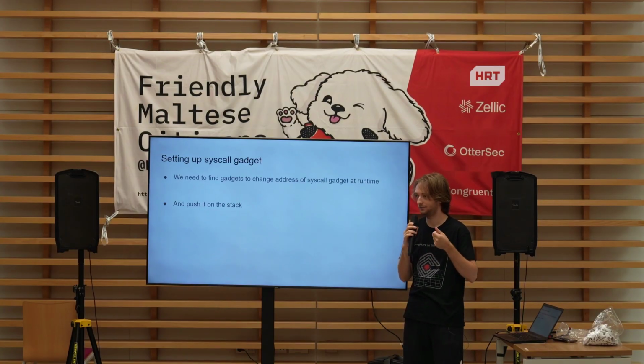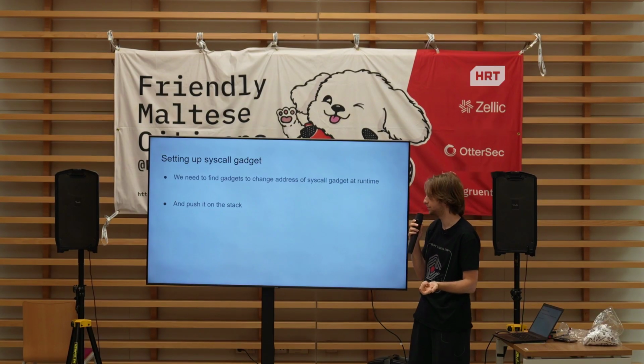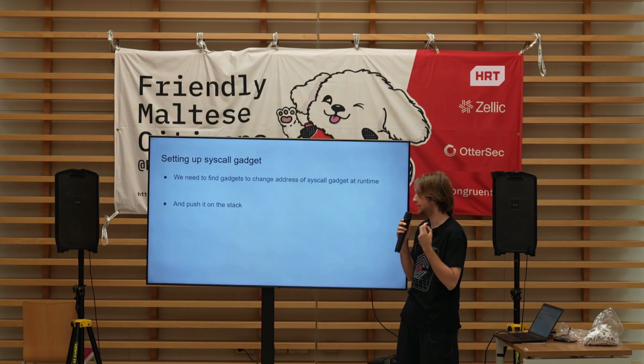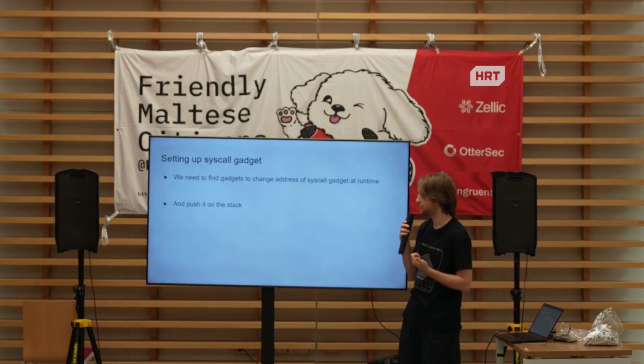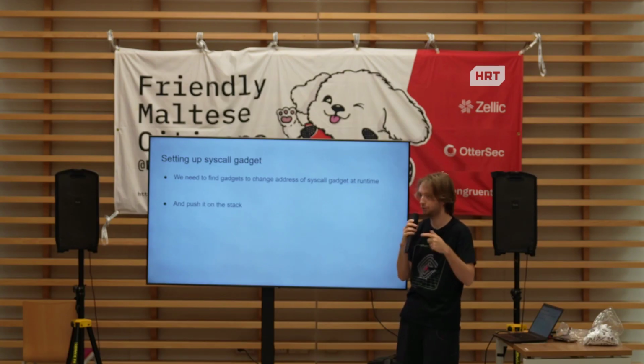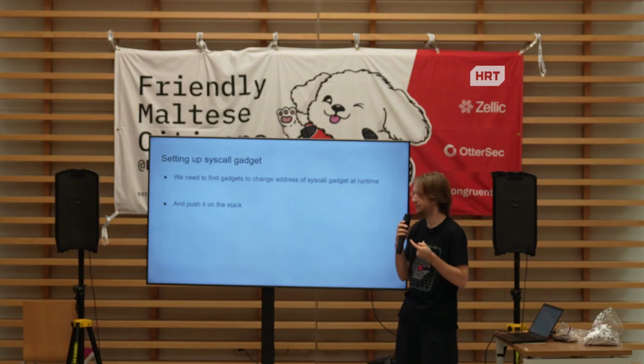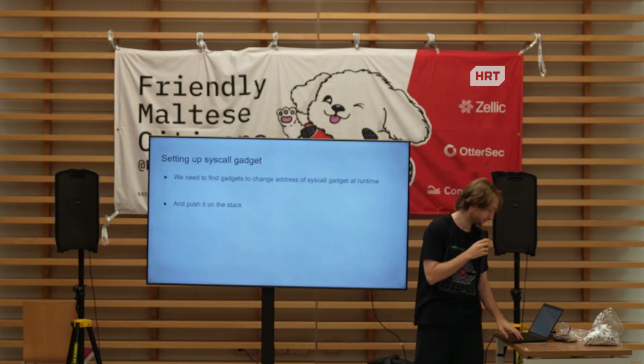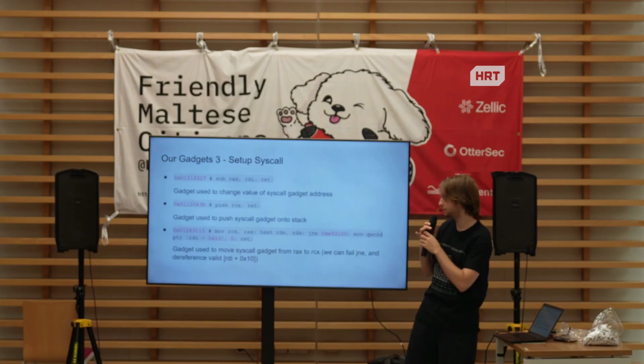deal with the address of the syscall gadget, because we cannot just go ahead and use it because it has a bad address. So what I thought about is, okay, we need to find a couple of gadgets that dynamically change the address of the syscall gadget to what we want at runtime and push it on the stack so it's available to us while the ROP-chain is being executed. So we need to find relevant gadgets for that, and these are the gadgets that I found.